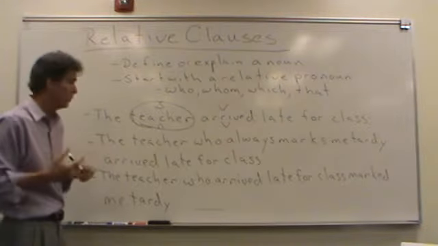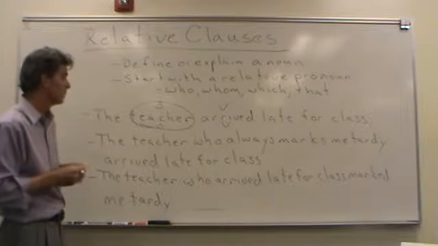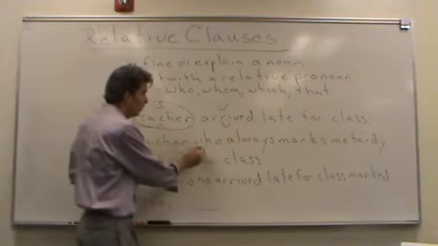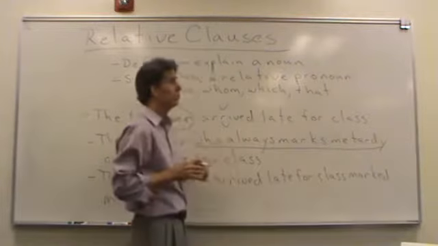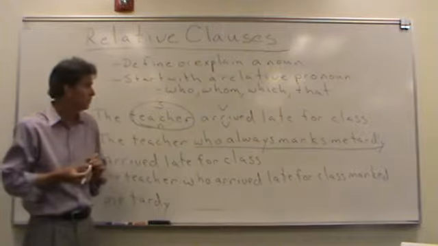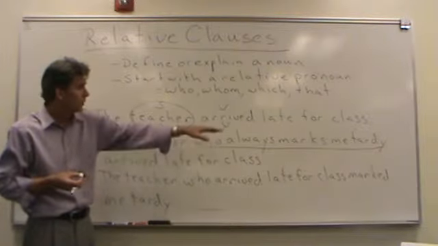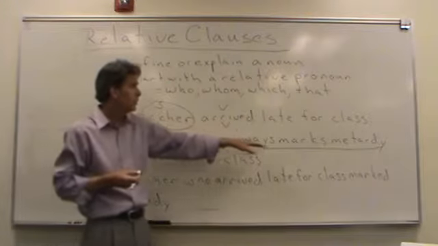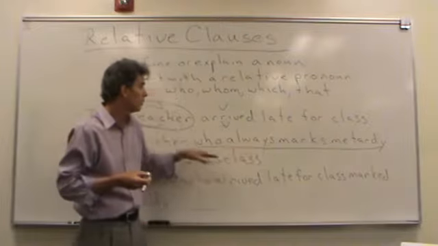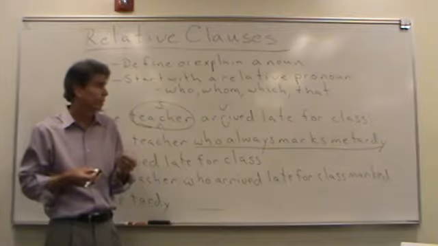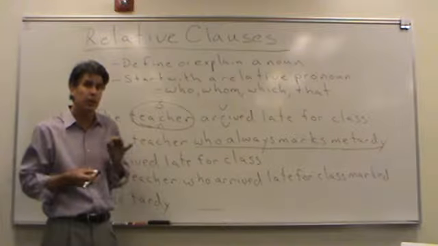And this is what I could do. The teacher who always marks me tardy arrived late for class. Who always marks me tardy. That is the relative clause. It starts with the who, and it ends with the tardy. The verb in this is marks, and that verb goes with the who. That's the subject of the clause. Not of the sentence, but it's the subject of the clause.